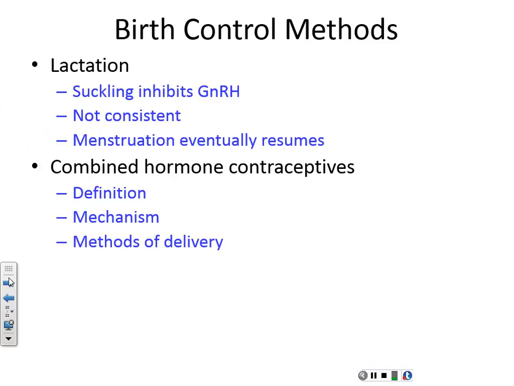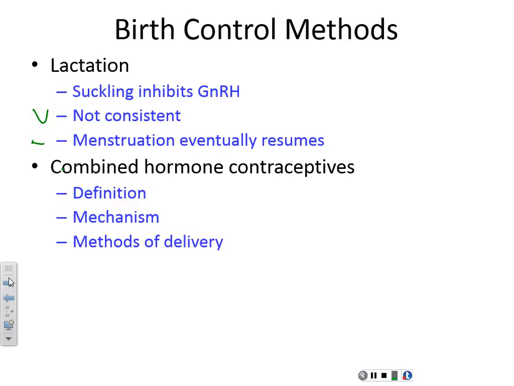In lactation, we talked about it. It can cause the inhibition of GnRH, gonadotropin-releasing hormone, so that you don't get FSH and LH, but only for the first few months. After that, the menstrual cycle resumes and you can get pregnant. So it's not a reliable method to use. That's what it's kind of tied up with natural family planning. Lactation itself can cause birth control, but it's not consistent, of course.